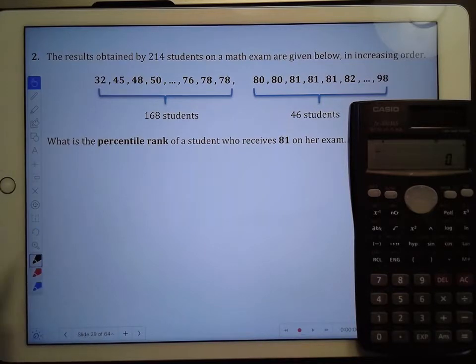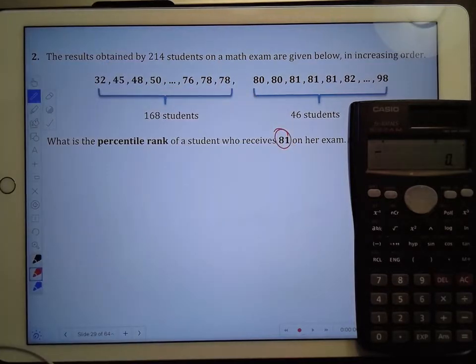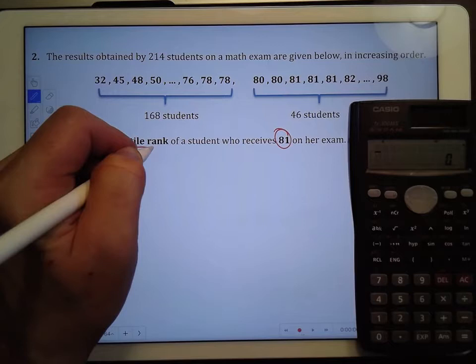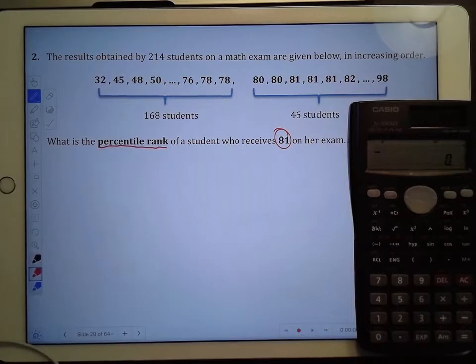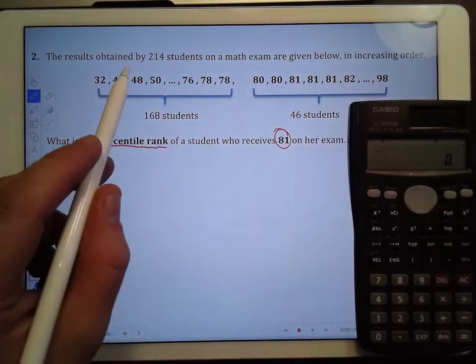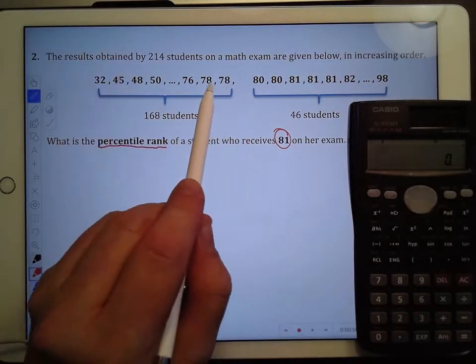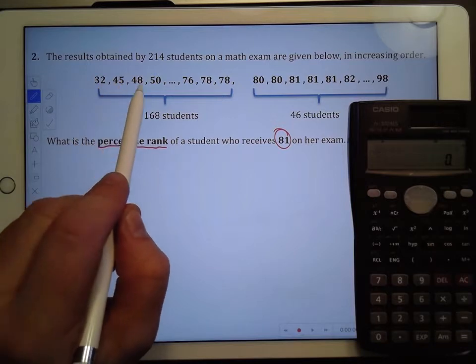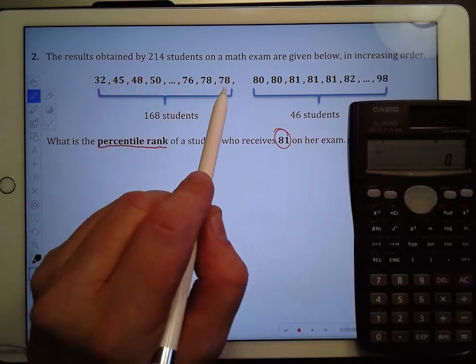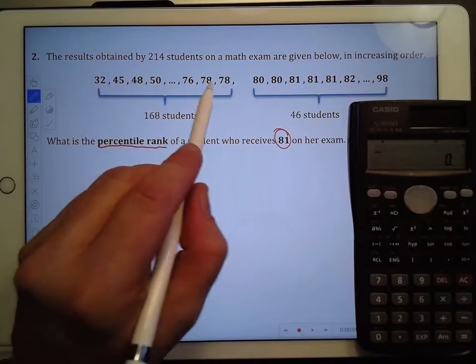So this right over here is the target value, the one that we want to know the percentile of. We're being asked for percentile rank, and we're going to apply the formula in a minute. I just want to take a second to talk about the way the numbers are being shown to us here. They like to do this on exams. Here you can see a series of numbers, 32, 45, 48, 50, 76, 78, 78, which is 1, 2, 3, 4, 5, 6, 7 numbers.